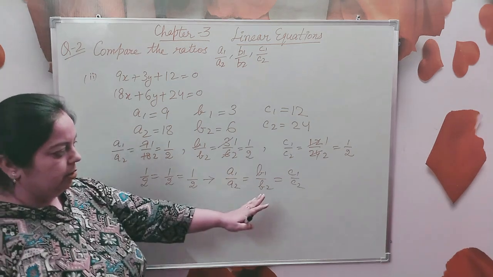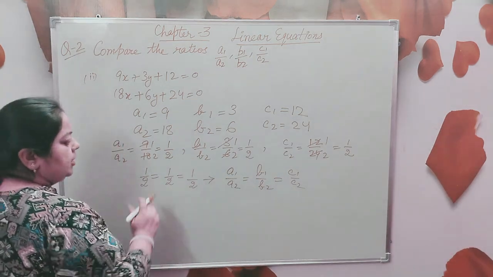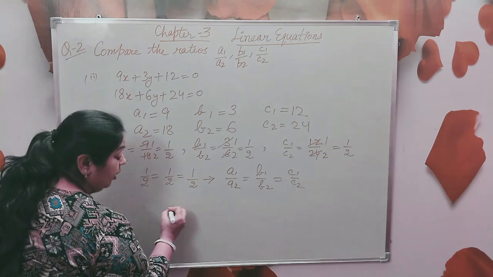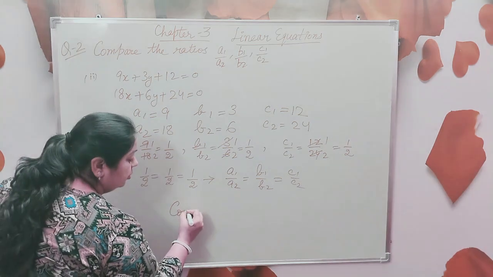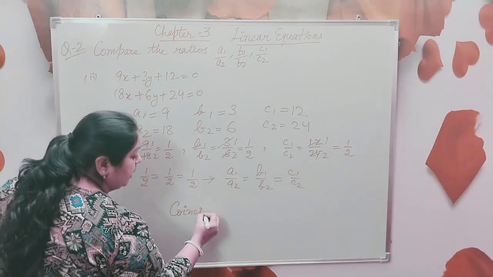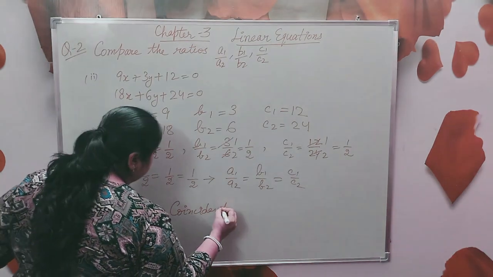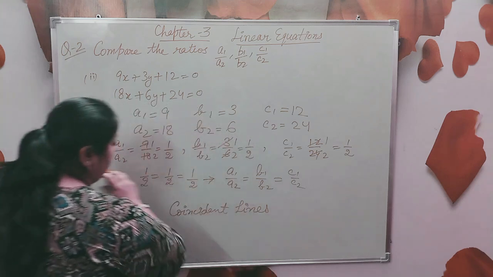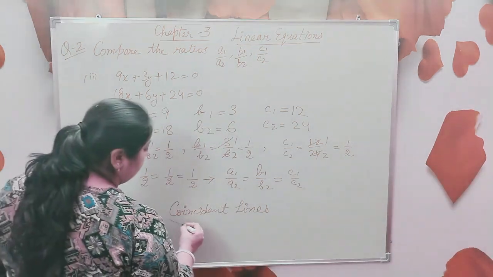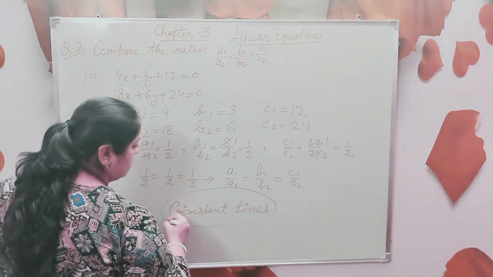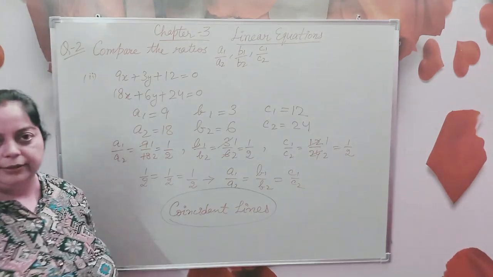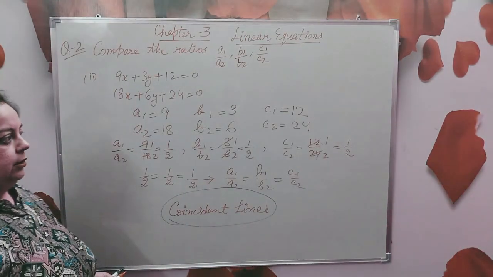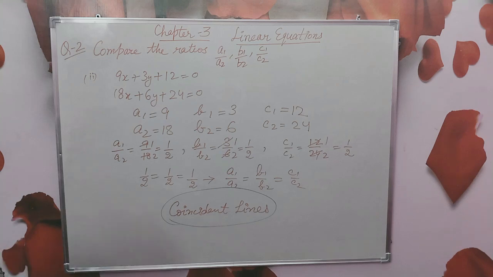They all are equal. So in this sum we are having coincident lines because all are equal. So we are having coincident lines. Okay, clear? Now we are moving to the next sum.